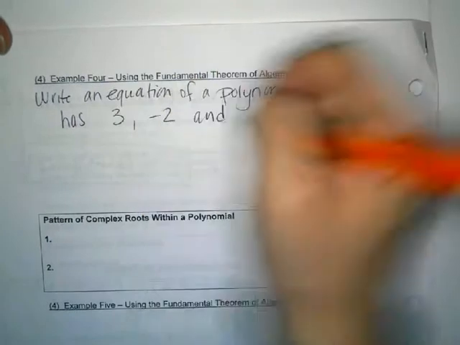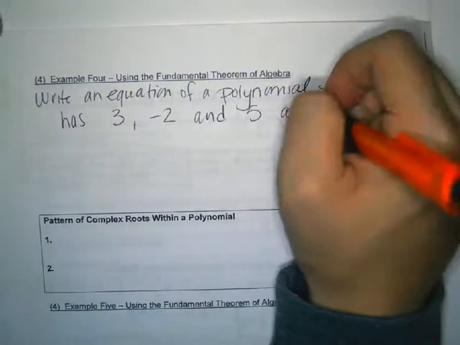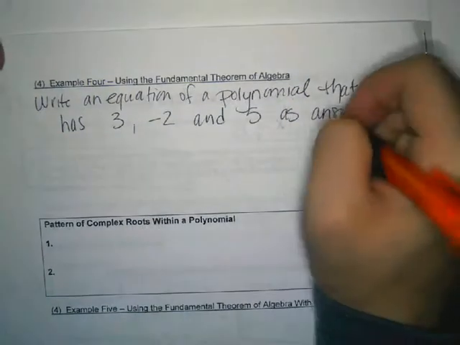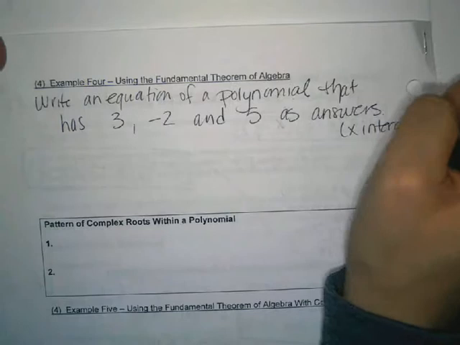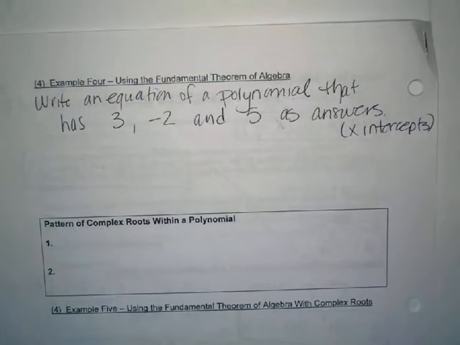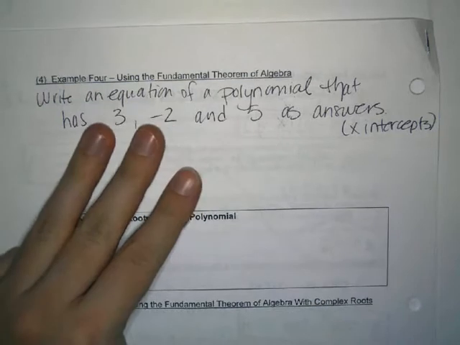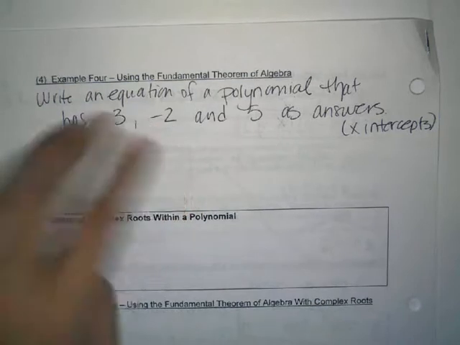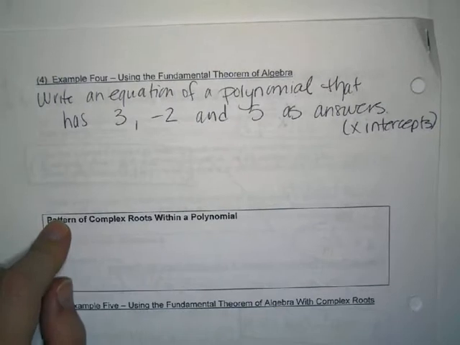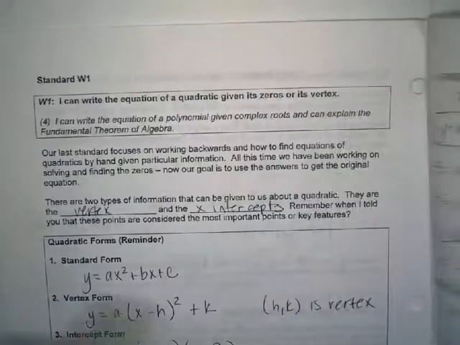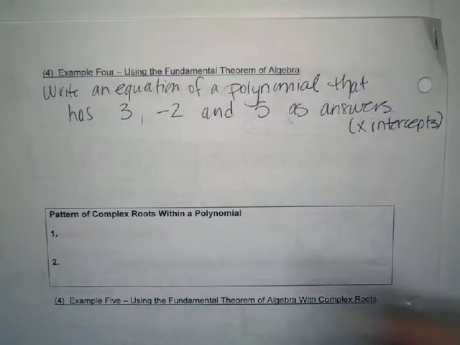But we're going to write an equation of a polynomial that has 3, -2, and 5 as answers, or x-intercepts, because that's what your answers always mean. Like when we're dealing with quadratics and you get to your 2 answers, those mean the 2 x-intercepts. So these are my 3 answers that I'm going to work backwards. Now, because there's 3 answers, that means my degree will be 3. So this is going to end up being a cubic function at the end, which means that we can't set it up like we were setting up these ones, because they're not quadratic. So we're going to set this up a different way.